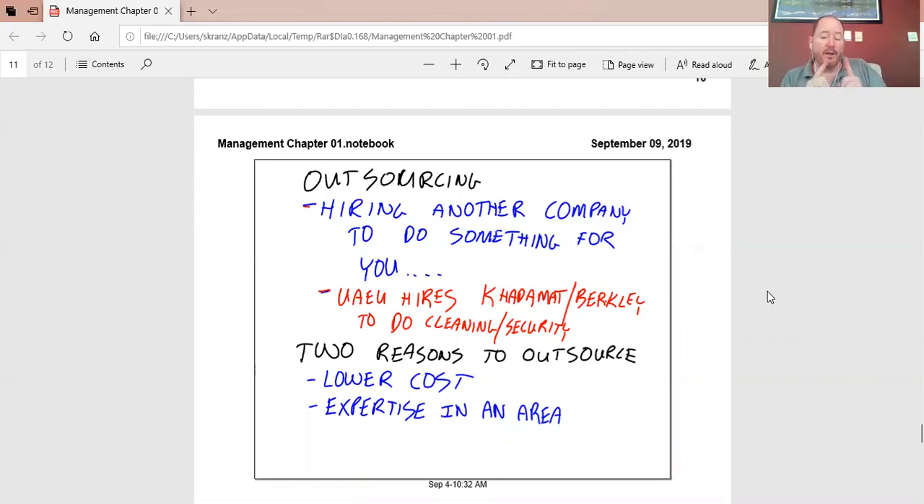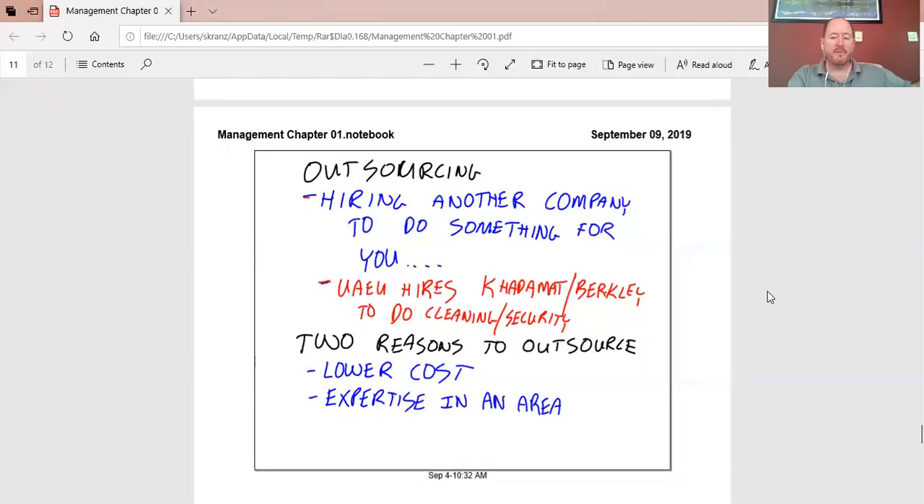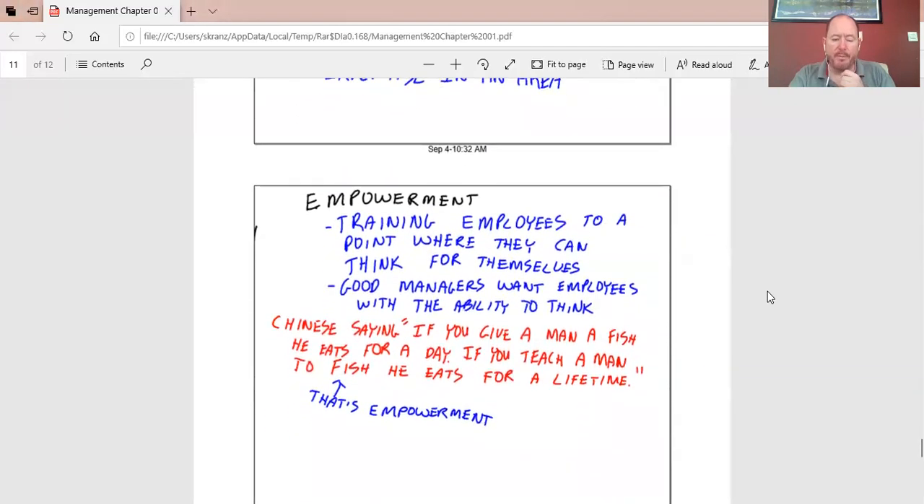But I can tell you that when it comes to cleanliness, the campus is way cleaner than it was when I came in 2008, 2009. So there is some expertise that they bring that improves things for UAU. Also, there are many negatives to outsourcing, and we'll cover that more later in the semester. But for now, all you need to know is that outsourcing is hiring another company to do something for you.